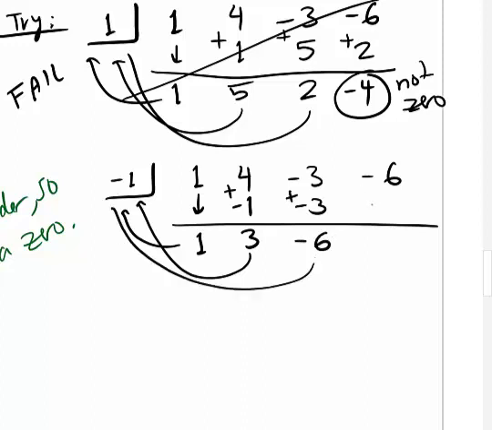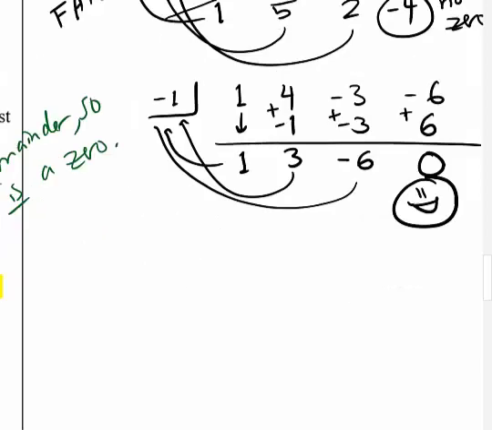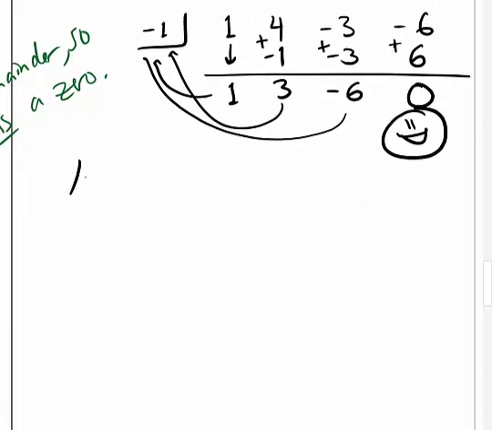And look at that. Negative 6 times negative 1. If I multiply those, I get positive 6. 6 plus the number above it makes 0. Alright, I got a 0 remainder. That means x equals negative 1 is a 0. Yay! And of course you don't have to write yay on your test. That's not a requirement.